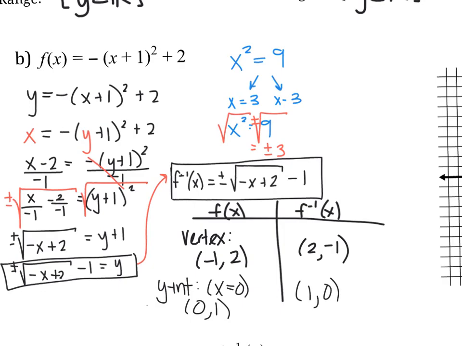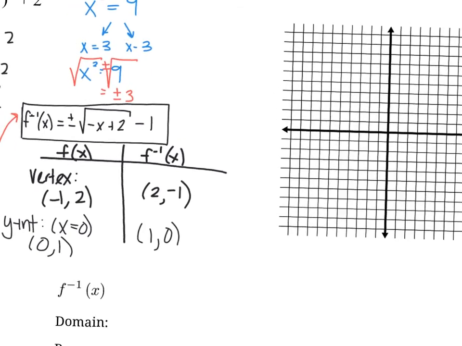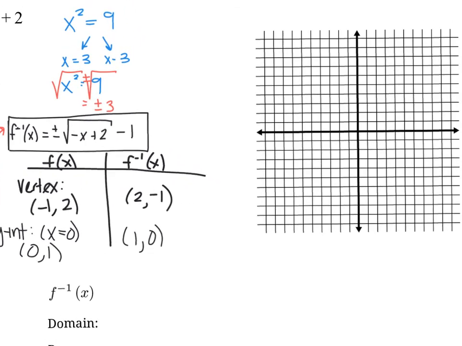So let's use these hints to try to sketch our original function, and then we should be able to get a good idea of what the inverse looks like, and then we can come up with the domain and range. So let's start with the original function. It has a vertex of -1, +2, and a y-intercept of 0, 1. This makes sense because this parabola is supposed to be opening down. So it must look something like this.